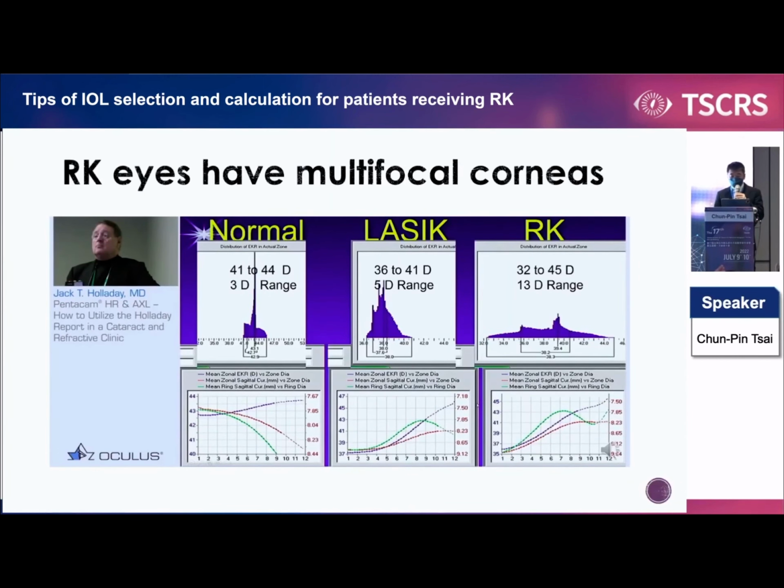Just as Dr. Halliday said, RK eyes have a multifocal cornea. You can see RK eyes have a wide range of focus, up to 13 diopters. This kind of multifocal cornea is relatively flat in the center for distance and relatively steep in the periphery for near vision.